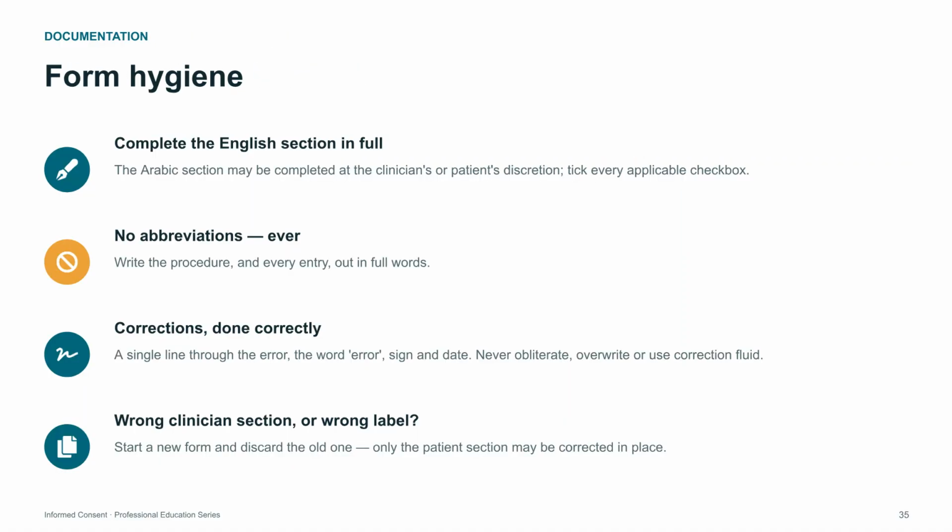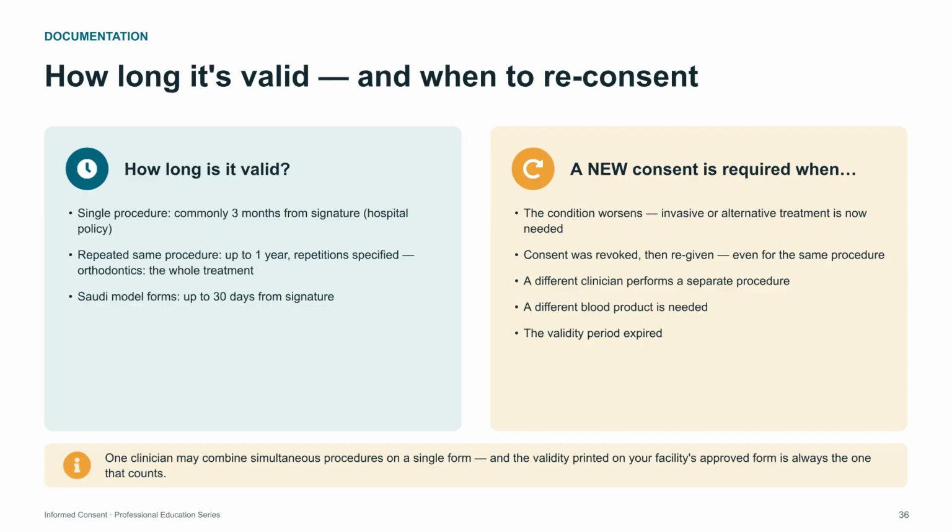Practice good form hygiene. Complete the English section in full, never use abbreviations, and handle corrections by drawing a single line through the error, marking it error, then signing and dating it. If a clinician section or label is incorrect, discard the form and start a new one. Validity periods are set by hospital policy, typically reaching 3 months for single procedures.